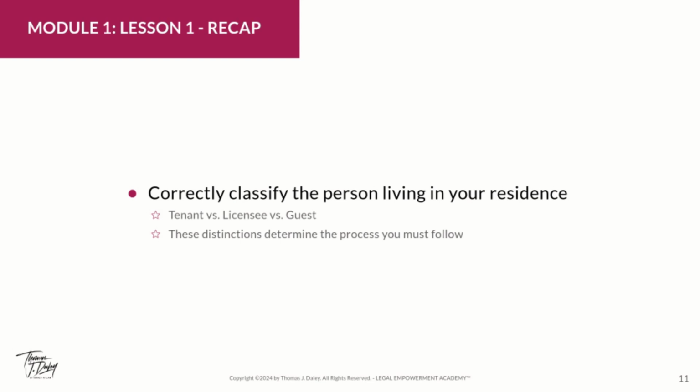In summary, correctly classifying the individual living in your home is the foundation for a successful eviction process. Remember, the distinctions between tenants, licensees, and guests are not just technical, they directly impact your legal options. In our next lesson, we'll dive into assessing the living arrangements and gathering the necessary documentation to proceed.